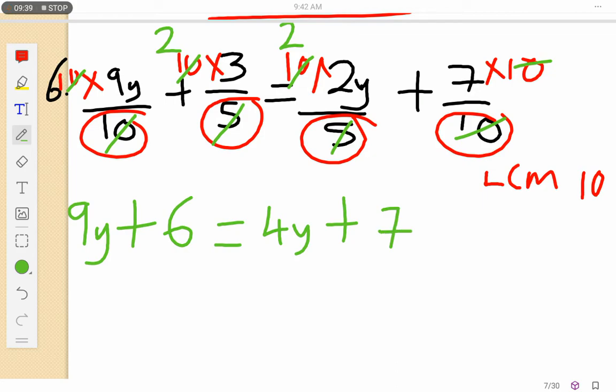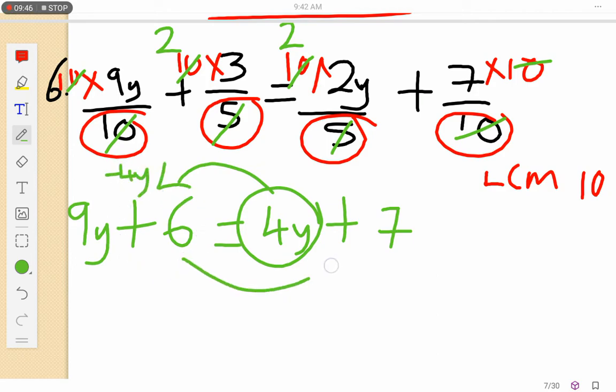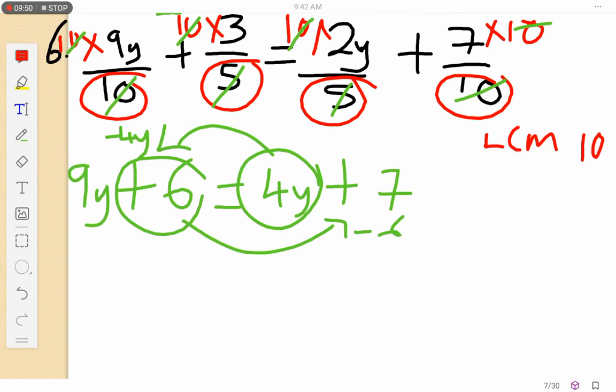Okay, so here when I reach this point, I can take this one to this side, it becomes minus 4y, and this one can go to this side, it becomes minus 6. Okay, so we will have 9y minus 4y is equal to 7 minus 6.